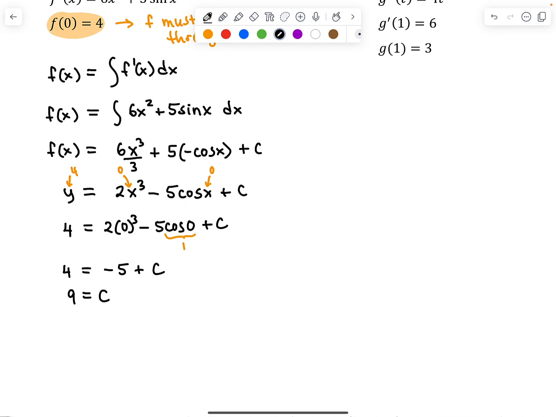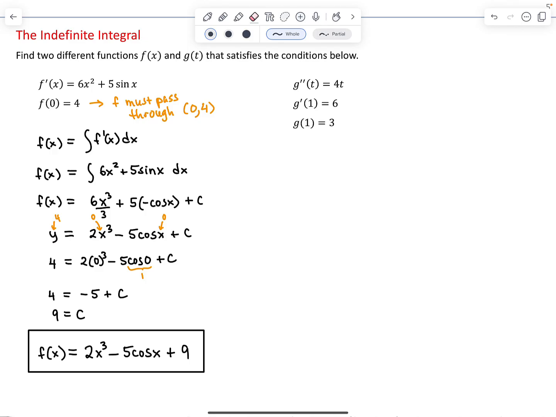So as a final answer, we would say that our function is equal to 2x cubed minus 5 cosine of x plus 9. This is a function whose derivative is 6x squared plus 5 sine x. It's also a function that satisfies this data point. When you plug in 0 for x, you'll get 4 back for y.